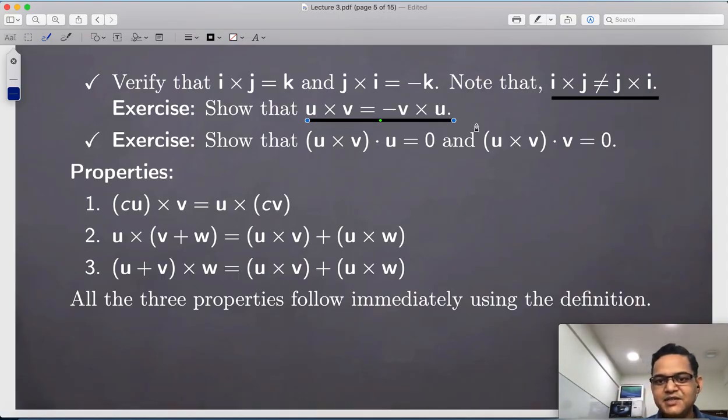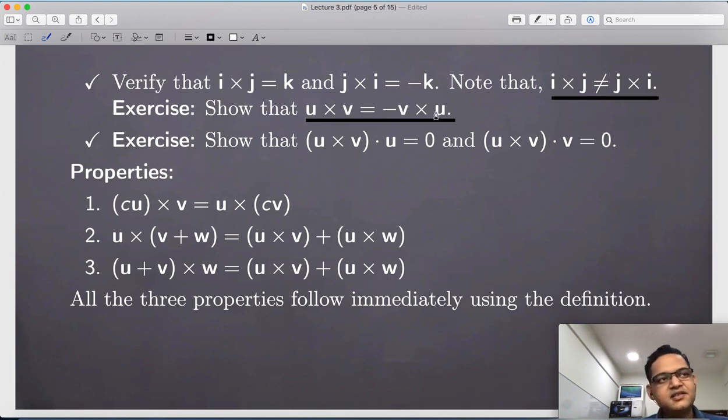Okay, but here now I have generalized it. This is u cross b is equal to minus b cross u. Okay, so this proof requires some argument. This statement over here requires some argument. But what you can do is use the properties here and then prove this, or you can just use the definition.